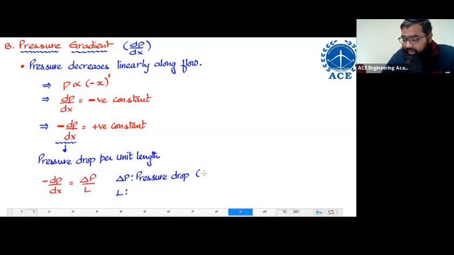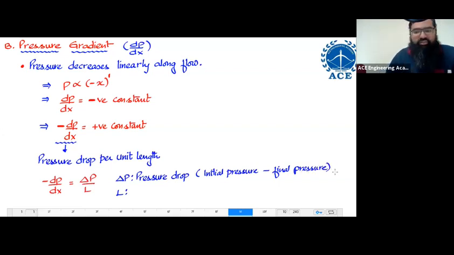Pressure drop मतलब क्या है? Initial pressure minus final pressure. That is pressure drop. Generally क्या होता? Whenever we see delta, we think it is change. Change means final minus initial. But over here, I am replacing minus dp. Matlab, I am supposed to talk about initial minus final. That is why it is called pressure drop. And L over here is length of pipe.